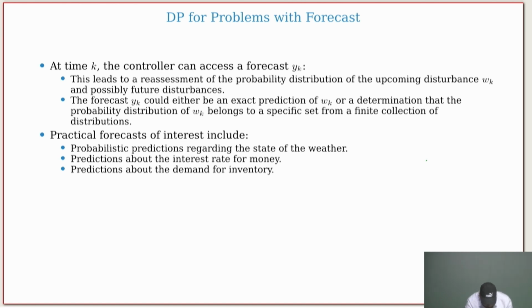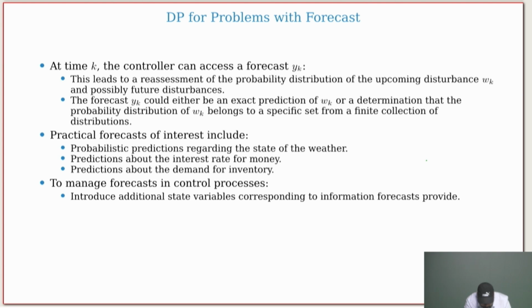Okay, so to manage forecast in control processes, what will you do? Because now it is about state. So far what we understand is state xk and xk plus 1 and uk, but now uk depends on forecast yk. So we got to incorporate this in the DP model.